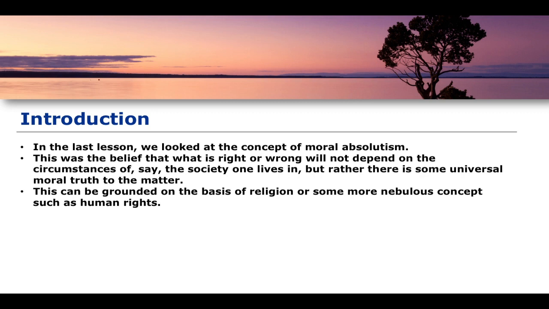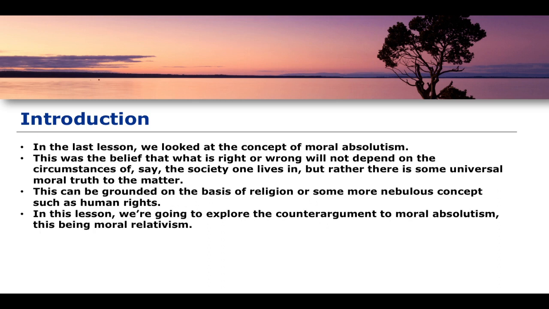And this can be grounded on the basis of religion. For example, we can ask, why is it a universal truth that murder is wrong? Well, because in the Bible it says that thou shalt not kill. Or we can talk about more nebulous concepts, like human rights. We can talk about the language and the law of human rights and suggest that murder is wrong because there is a fundamental universal principle that because you're a human being, you have the human right to life, and therefore that is why murder is wrong or immoral. That's another way in which we can ground our morally absolutist claims.